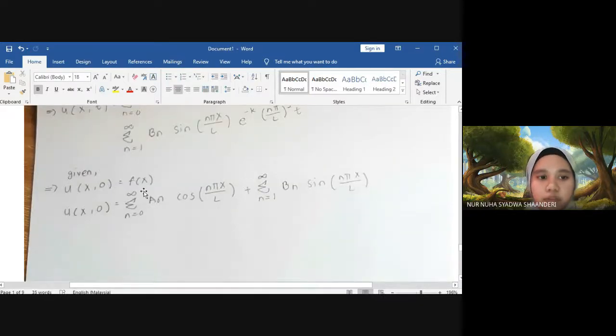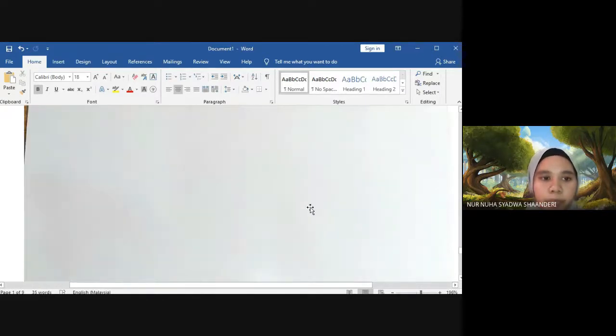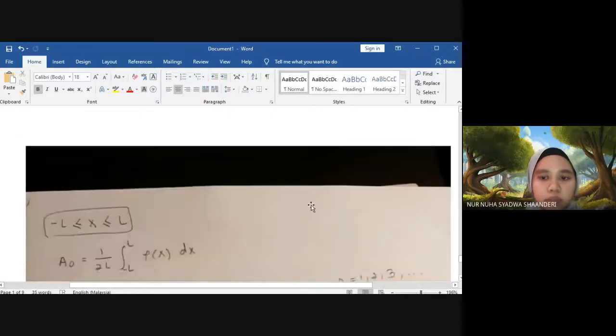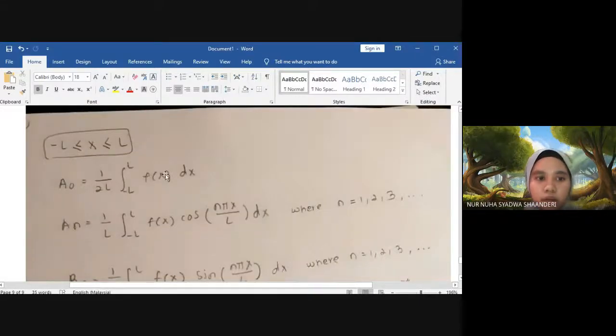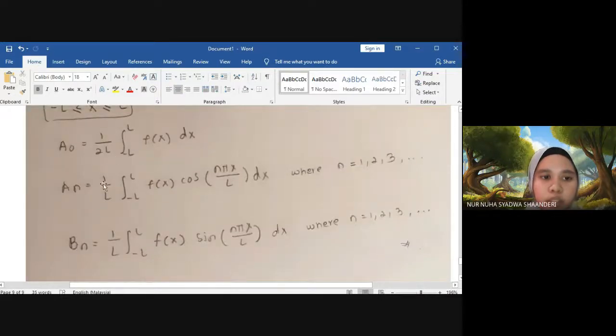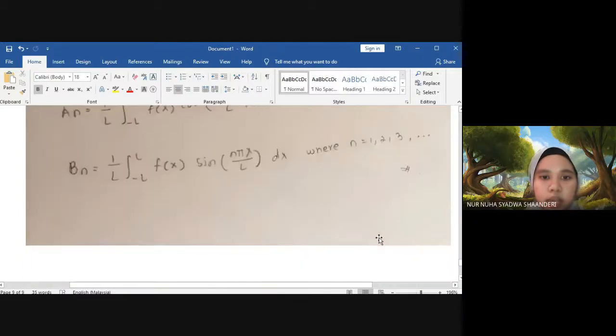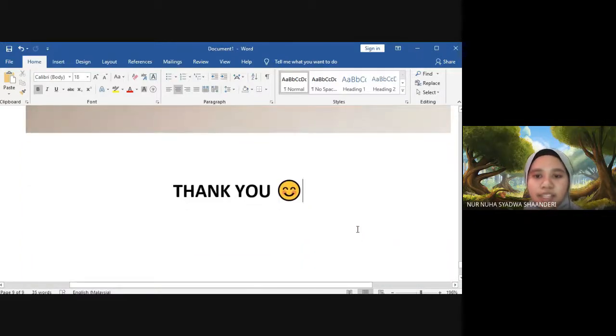So this is the given from the question. So this one we get this answer. And then for the range of x from negative L to L, we get a naught equals to this equation, an equals to this, and bn equals to this. I think that's all from me. Thank you.